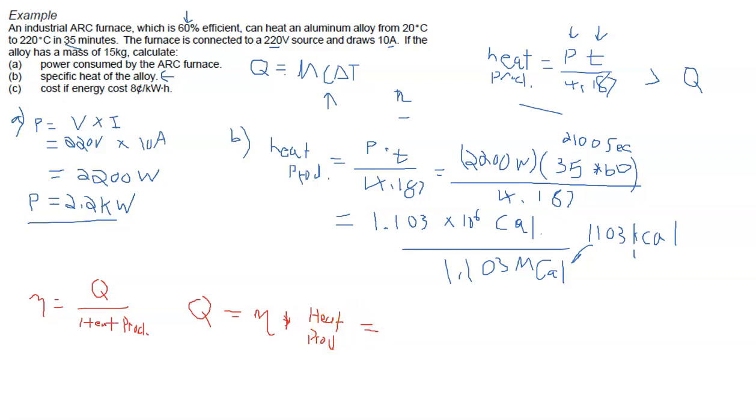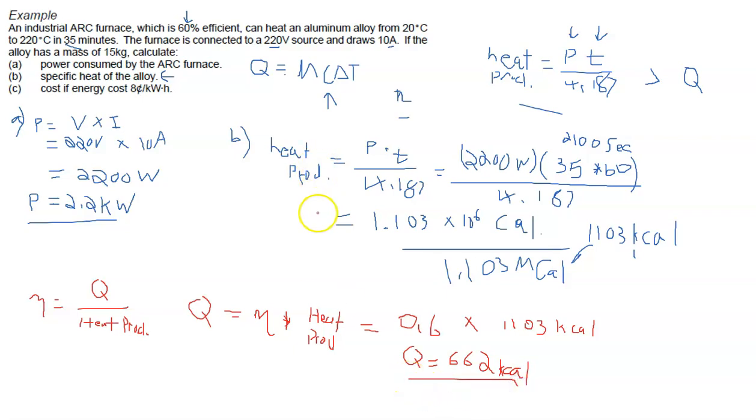And so our efficiency is 60%, so as a decimal, 0.6. And we're going to multiply that by our 1.103 megacalories, or I'll write it as 1103 kilocalories. And so now we find that Q is equal to, and right here I rounded it to 3 significant digits, so we got 662 kilocalories.